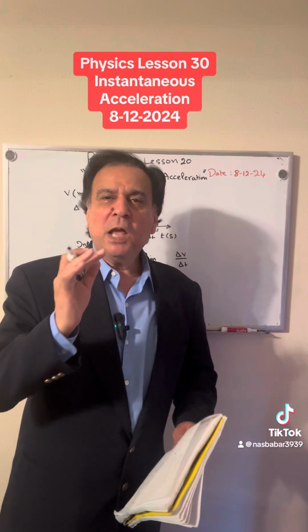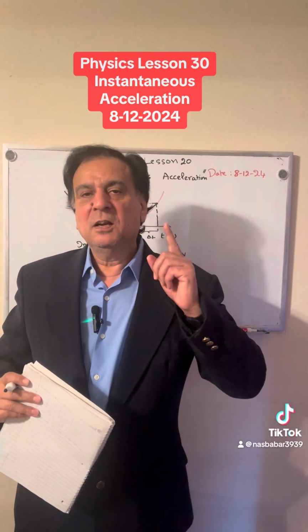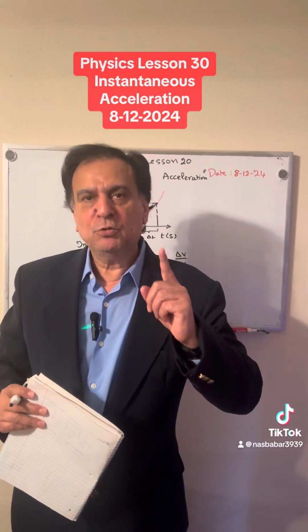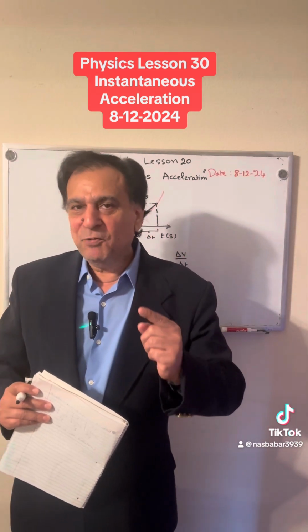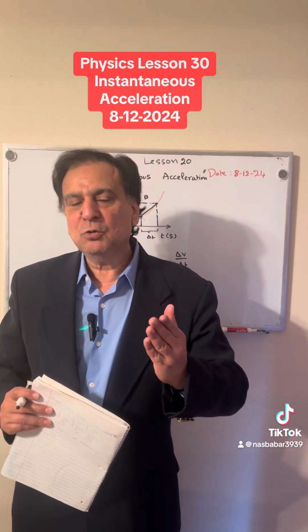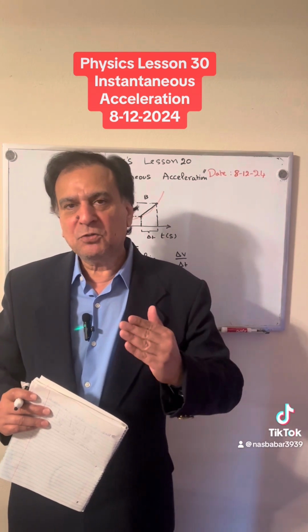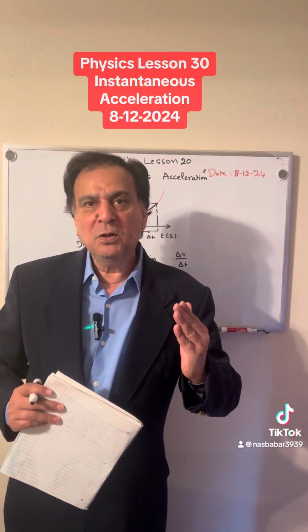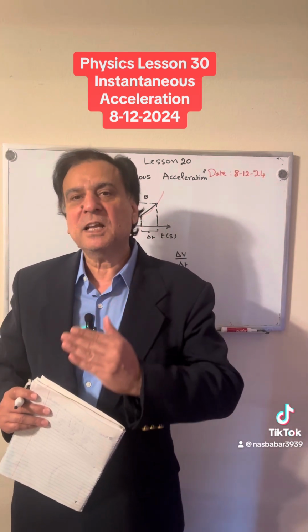So what have we learned from here, for my calculus lovers? Derivative of position is velocity. Derivative of velocity is acceleration. All we're doing is finding a slope. When you find the slope of a line on a position graph, you get velocity. When you find the slope of a curve or a line on a velocity graph, you get acceleration.